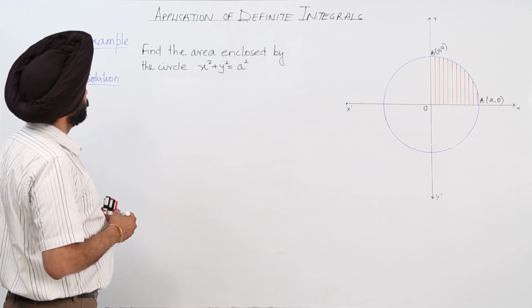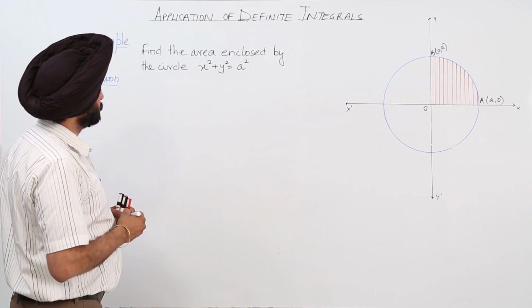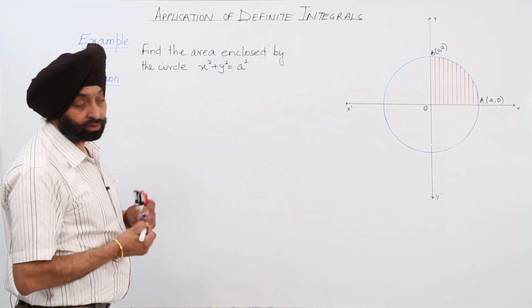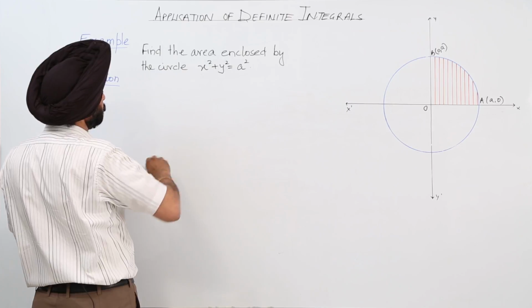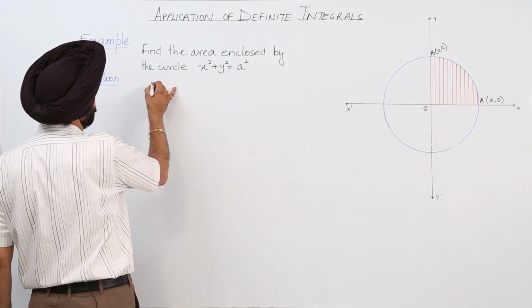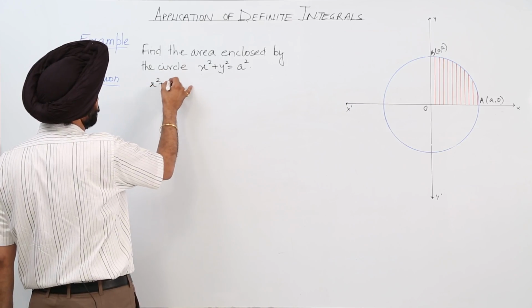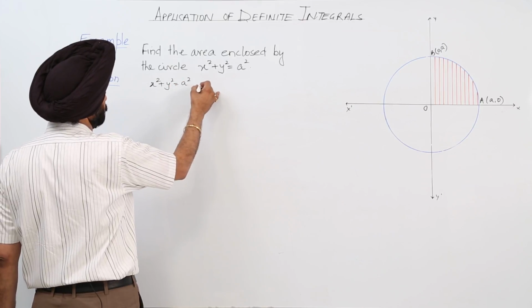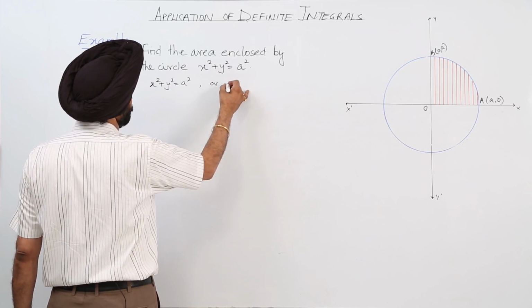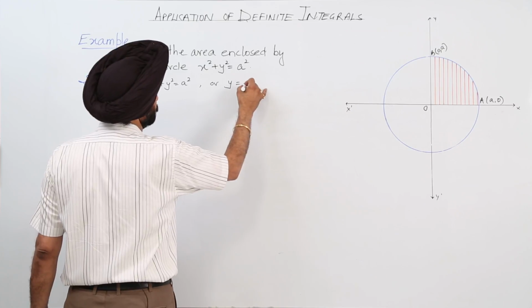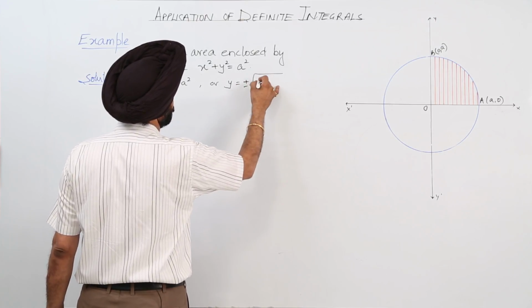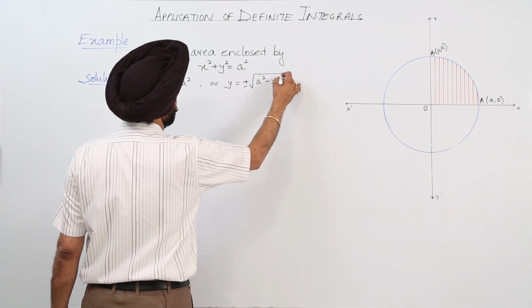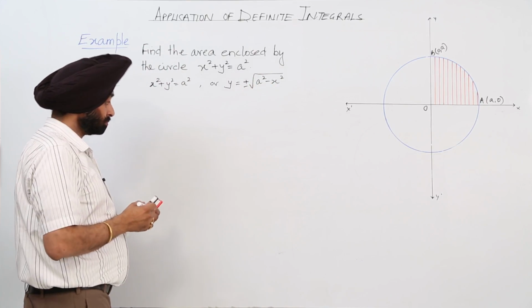The question is now, find the area enclosed by the circle x square plus y square is equal to a square. Now, we are given x square plus y square is equal to a square, or y is equal to plus minus square root of a square minus x square.